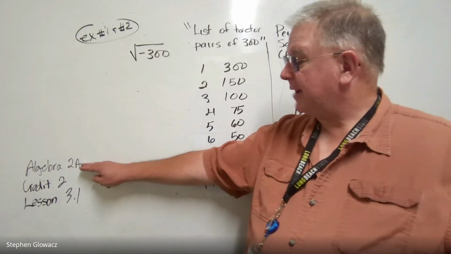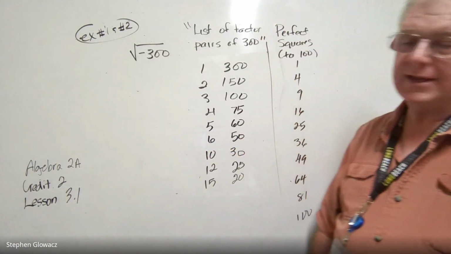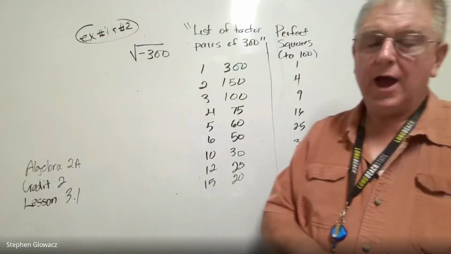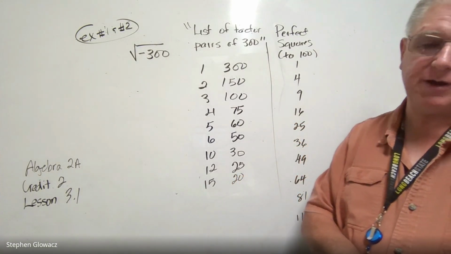These are the examples for Algebra 2A, Credit 2, Lesson 3.1. And in Lesson 3.1, before we jump into the examples for problems 1 and 2, the main thing that we're introducing in this lesson is the concept of imaginary numbers.